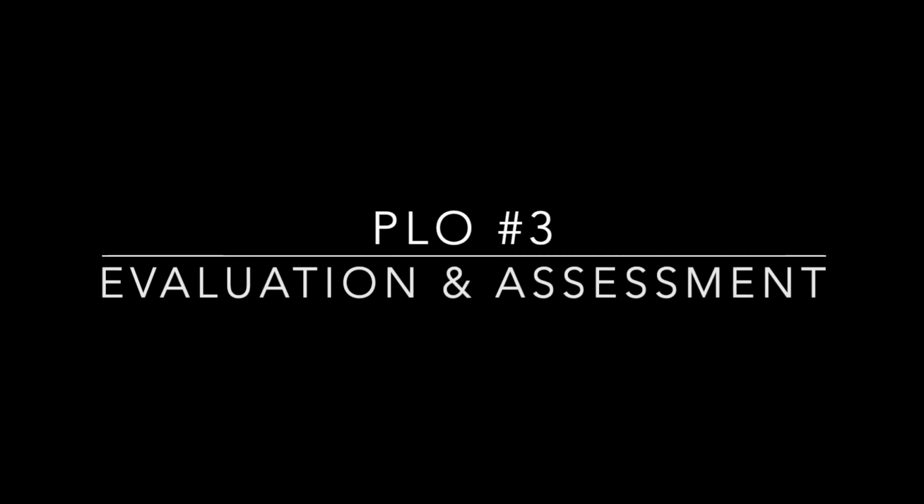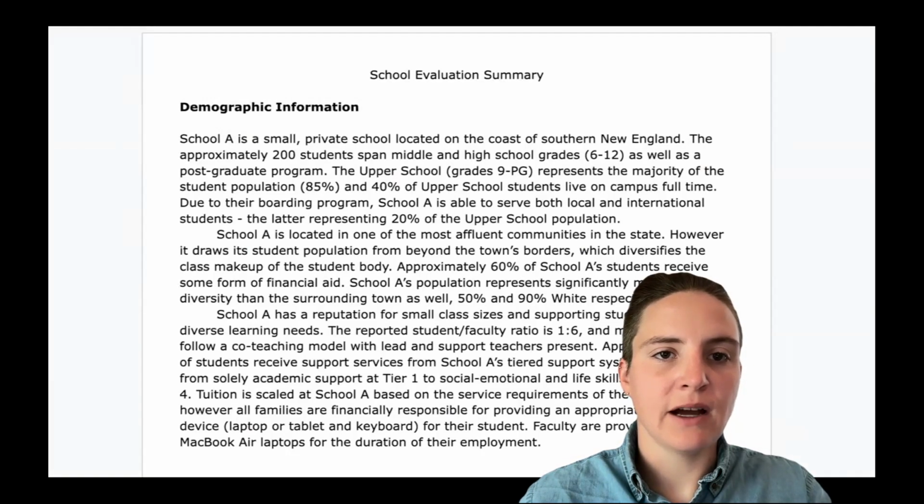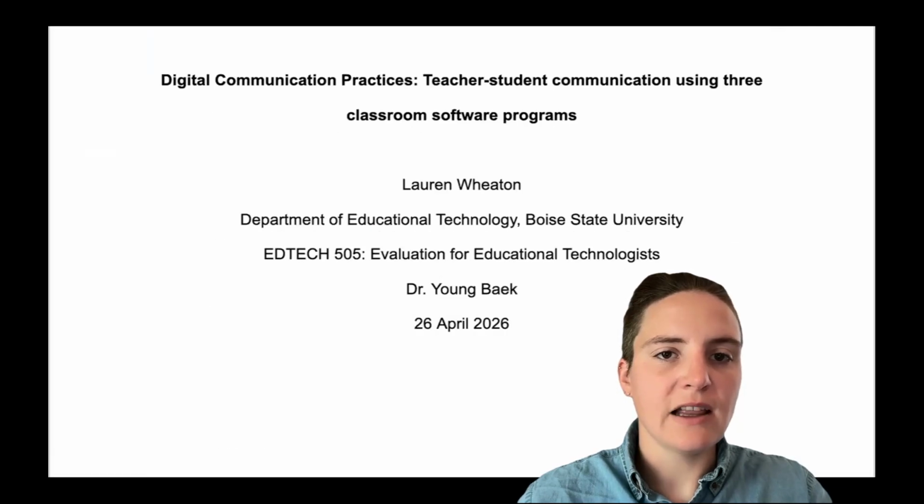Program Learning Outcome 3. Use technology to facilitate appropriate assessment and evaluation strategies, and determine the effectiveness of technology in curriculum and instruction. The artifacts I chose to represent this aspect of my MET journey are the formative evaluation feedback I received while developing my online course for EdTech 512, the school technology evaluation I completed for EdTech 501, and the evaluation I developed for EdTech 505.